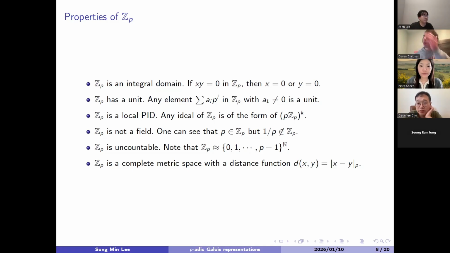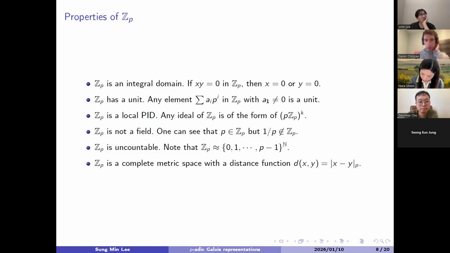I think Garen's question would be the following. So the local PID just means the local ring, which is also a PID. I think that's the... Yes. Yeah. Local PID is local, so every prime ideal is maximal, except for the 0 ideal, of course, and it also needs to be a principal ideal integral domain. So every ideal is generated by a single element. And a local ring is, it has a single maximal ideal, right?